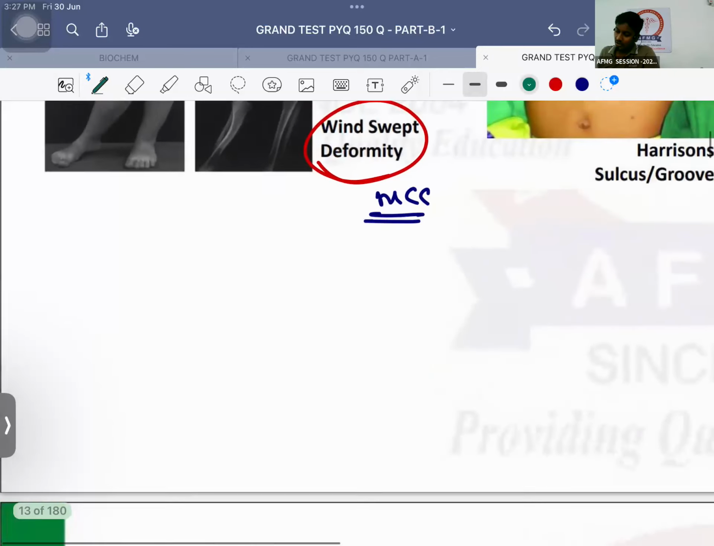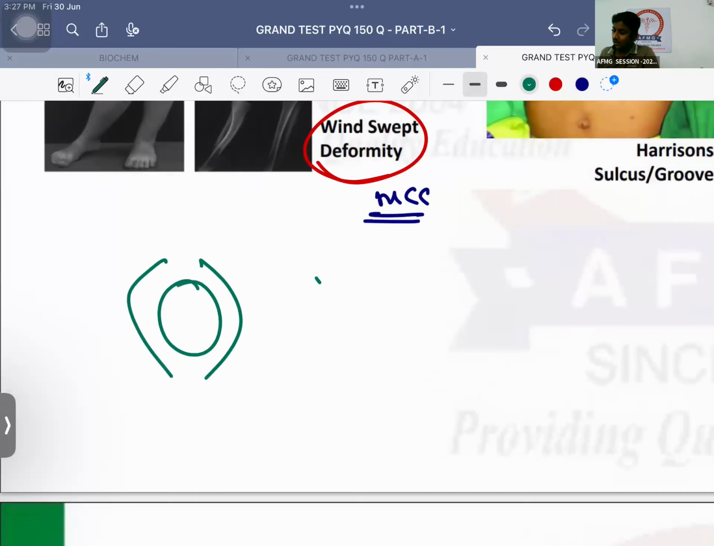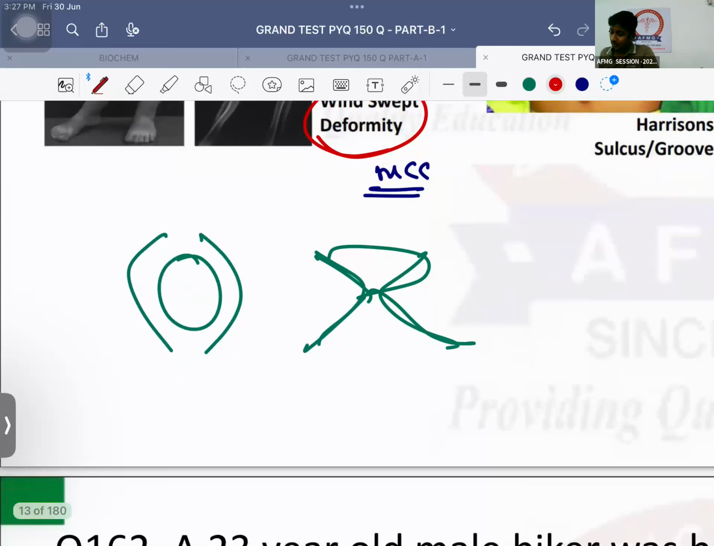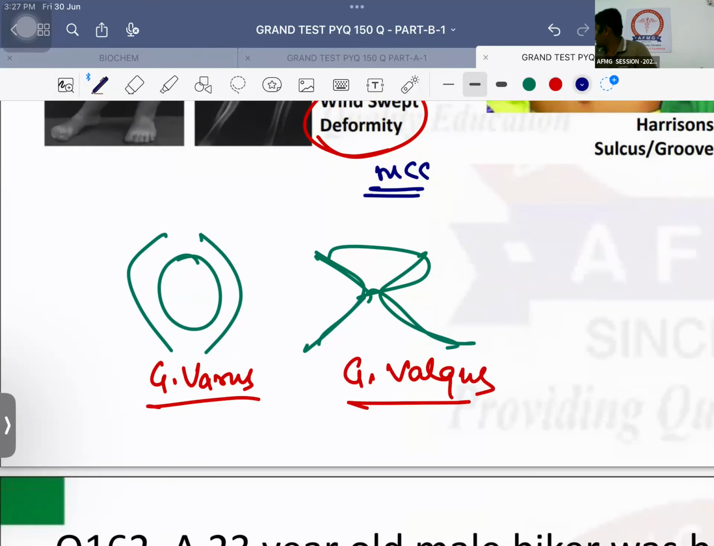भाई ऐसे याद रखना ना, genu varus में O बन रहा है बीच में, genu valgus में R बन रहा है. That is how you remember it. ठीक है, so genu varus is associated with osteoarthritis. Genu valgus is associated with rheumatoid arthritis. No issues with this, anybody? That's how you remember it.